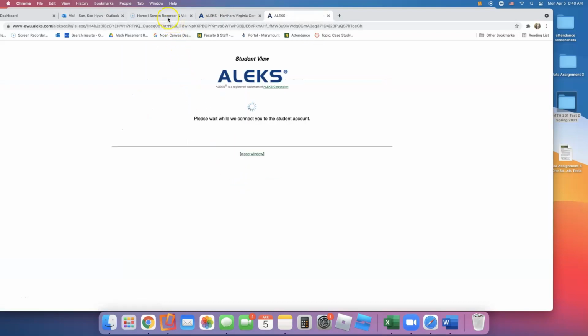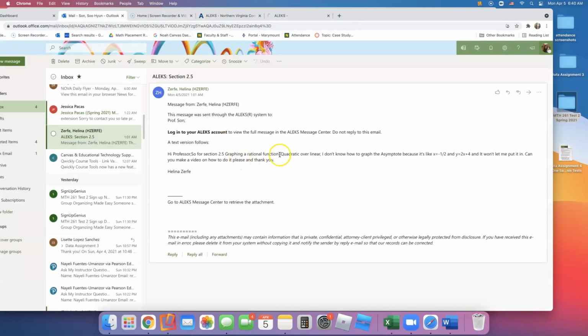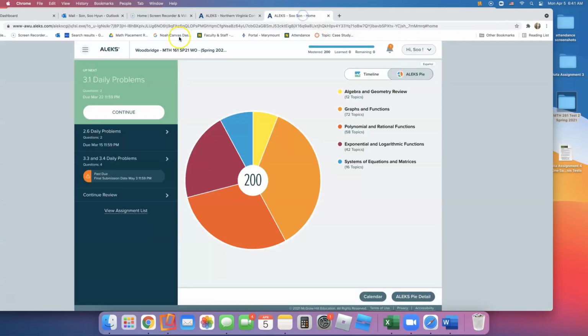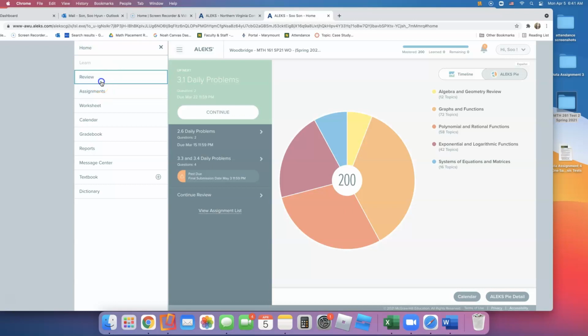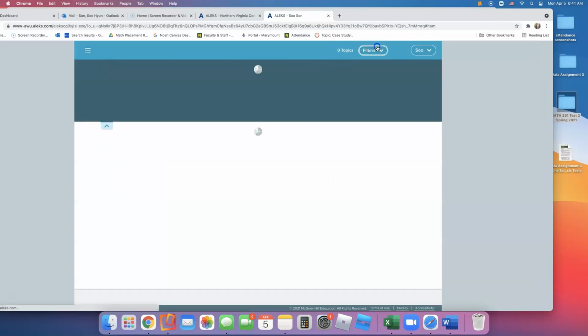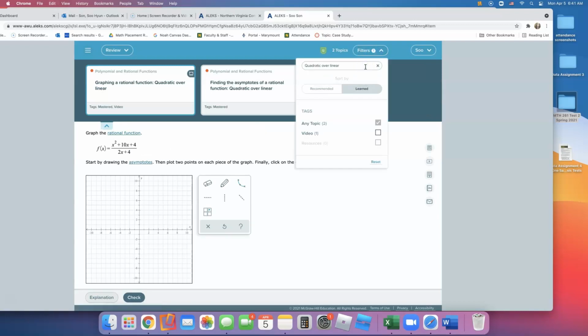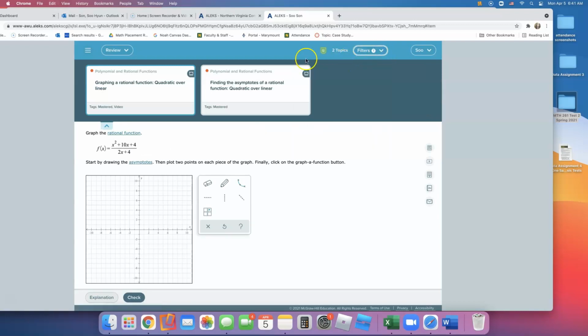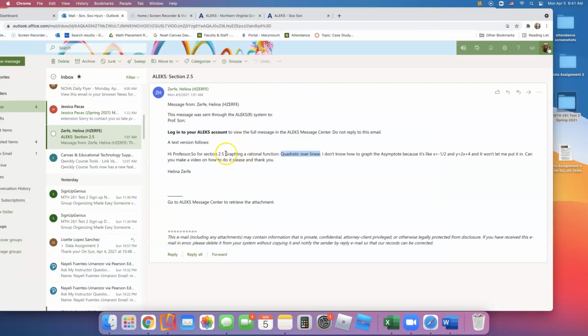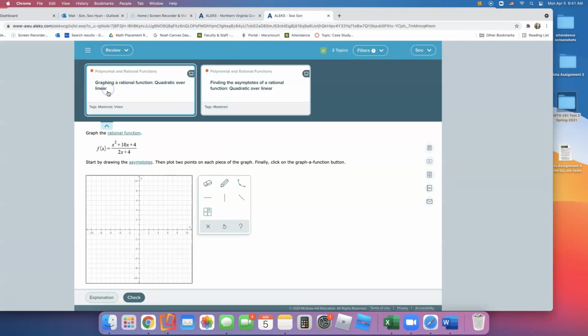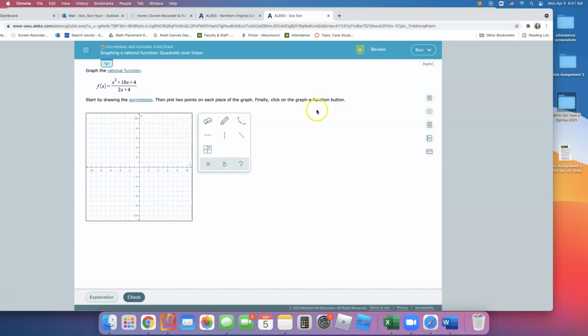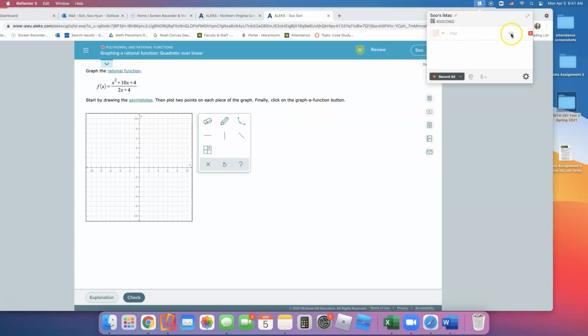Hi Helena, I got your email about graphing asymptotes for quadratic over linear, so I'm going to look for that topic in my student account and we'll look at how to graph these asymptotes, quadratic over linear. So you mentioned the topic is called graphing a rational function, quadratic over linear. So that must be this one. Okay. I'm going to go ahead and get started on this.